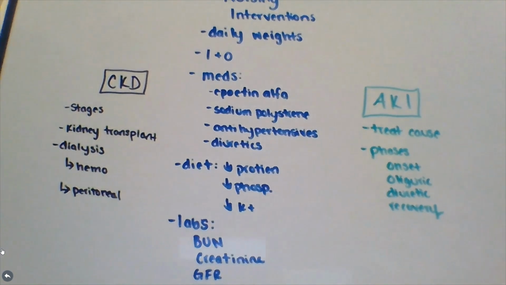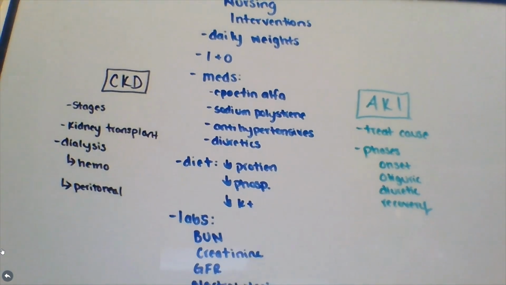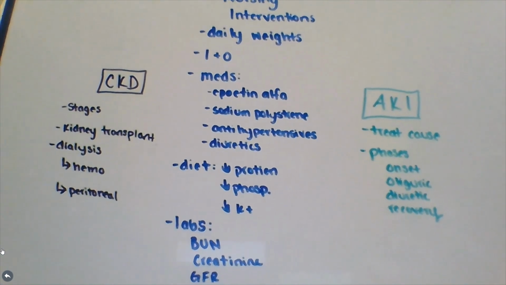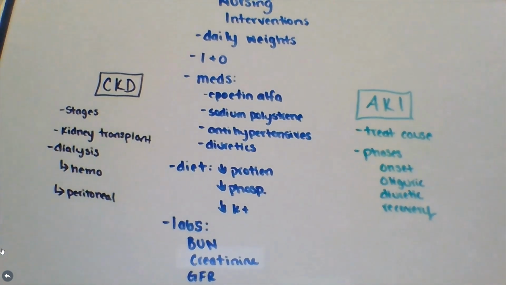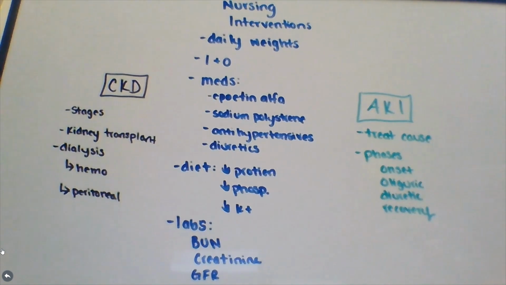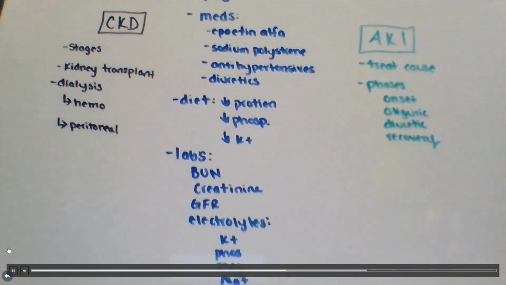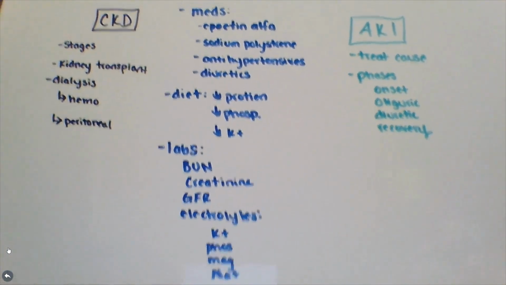For acute kidney injury, I put treat the cause. We want to hopefully treat the cause before it progresses to kidney failure. And we've got those 4 phases: the onset, oliguric, diuretic, and recovery phases. I'll let you see the bottom. I don't have a whole lot of details.